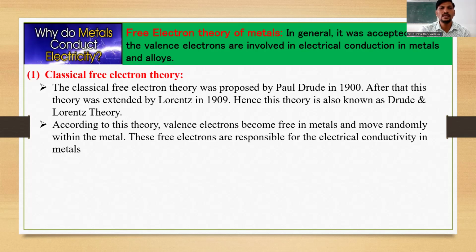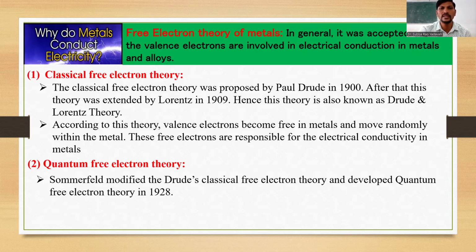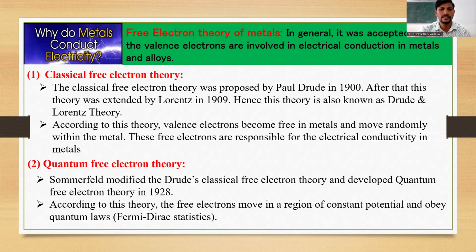And the next one is the quantum free electron theory. This quantum free electron theory was proposed by Sommerfeld in 1928. He modified some of the key points in the classical free electron theory and proposed this quantum free electron theory. According to this theory, the free electrons move in a region of constant potential and obey the quantum laws.